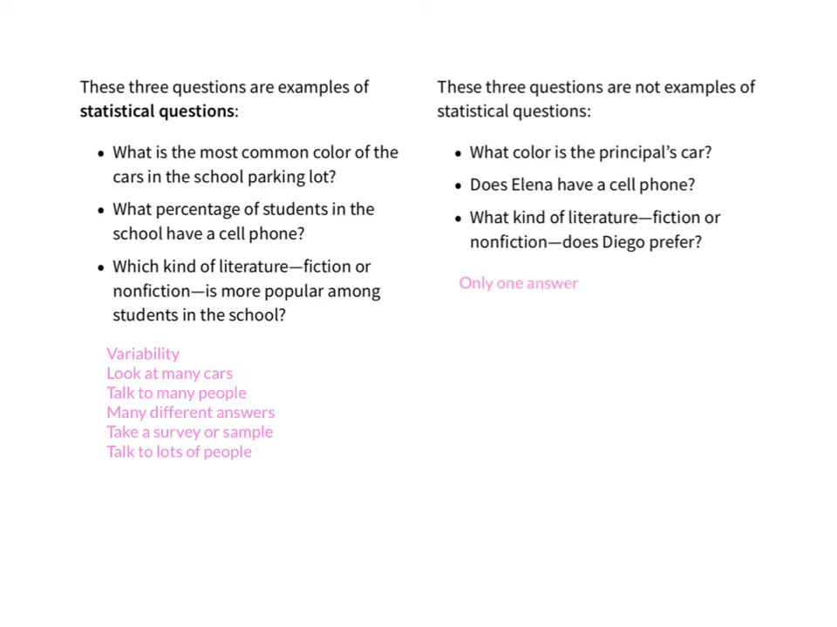There's only one color for the principal's car. Elena either has a cell phone or she doesn't. There is no variability. You only have to talk to one person or look at one car. You don't need a survey.